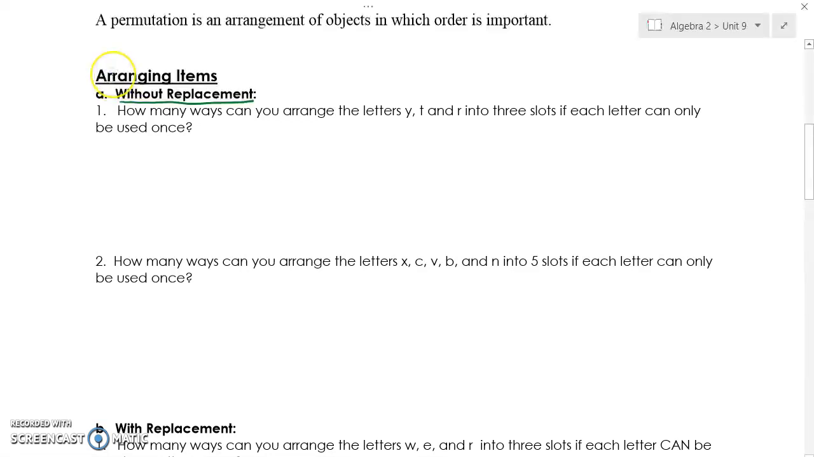All right. How many ways can you arrange the letters Y, T, and R into 3 slots if each letter can only be used once? So since we have 3 letters and the letters are Y, T, and R, I prepare myself for 3 spaces. And then I ask myself, for the first space, how many letters do I have to choose from? I have 3 letters I can choose from. Once I choose one letter, let's say I chose Y, now for the second space, I have only 2 letters I can choose from between T and R.